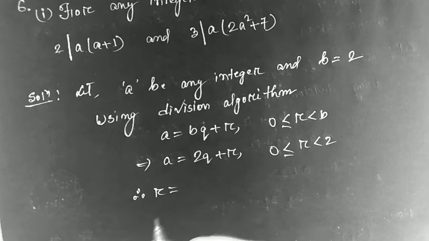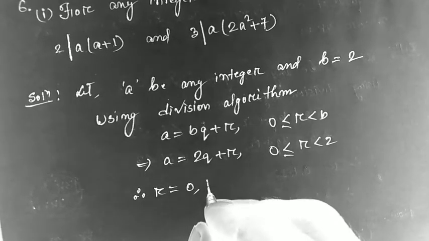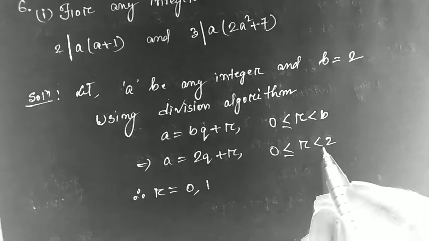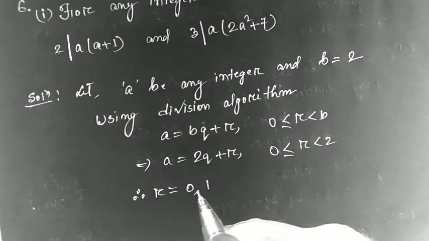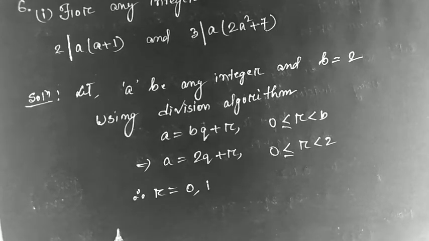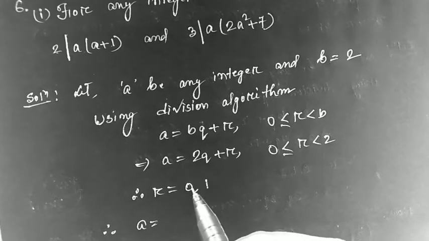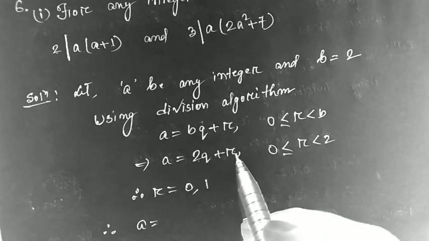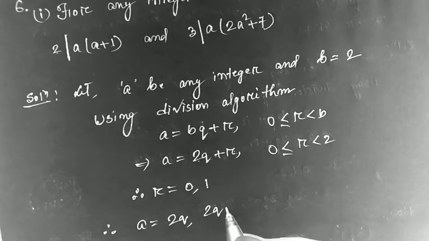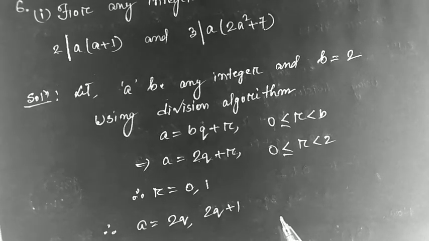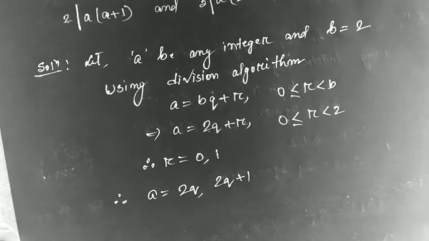r will be equal to 0 or 1, because b is 2, so values of r will be 0 and 1, no? Let's see, therefore what will be the value of a? If we put 0 we get 2q plus 0, that means 2q, and if we put 1 then 2q plus 1, no? Very easy.